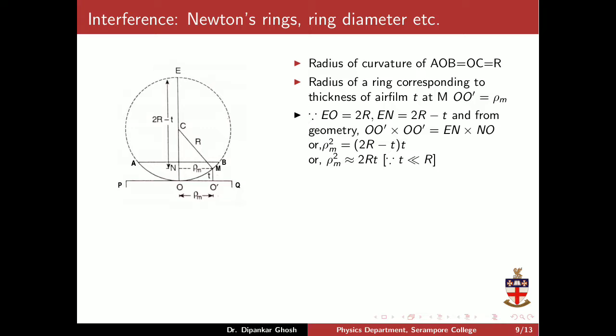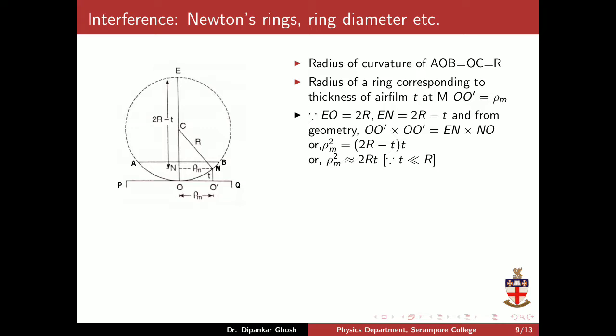EN will be EN, this length. This length will be 2R minus T. Because why? Because NO is T. NO is same as MO, MO prime, that is why it is T. So EN will be 2R minus T.